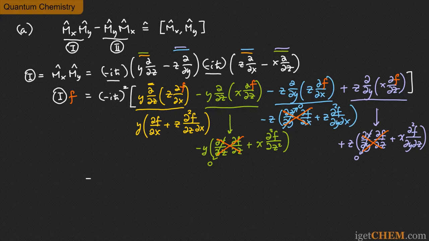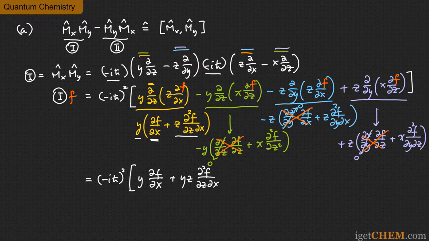So you see in the result, there is a minus i h bar squared in front, with square brackets. In the result, you see that there are terms that involve only the first derivative of f, and there is this one right there. That term is y times partial f partial x, and the other terms all contain second partial derivatives of f, so I'll just write that out. The next one would be y times this one, so yz partial squared f partial z partial x. The next one would be minus y times x partial squared f partial z squared, minus yx.